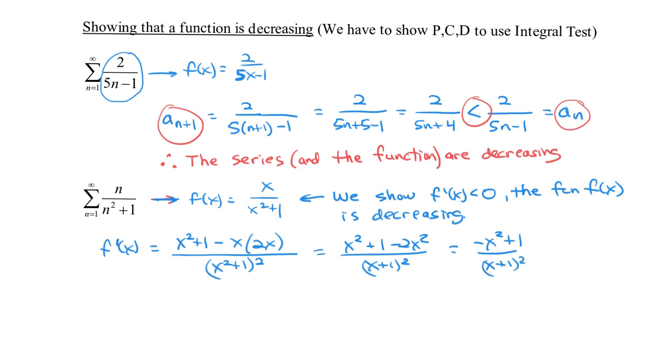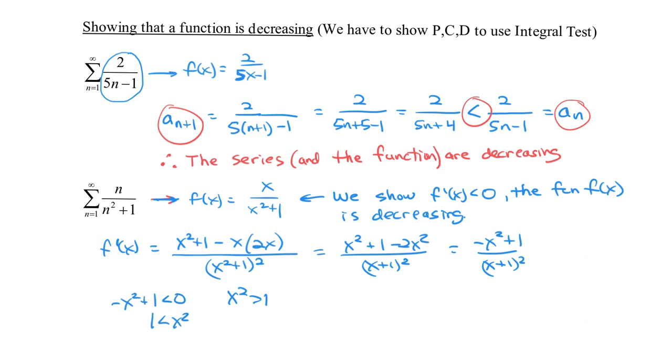Okay, so if we're going to look and see where this is negative, first notice that the denominator is always positive. It's always positive. So the only way this whole thing can be negative is if the numerator is negative. So let's just take that numerator and see, well, where is this going to be less than 0? Well, I'm going to add x squared to both sides, and I would get this. 1 is less than x squared, which means that x squared is greater than 1.